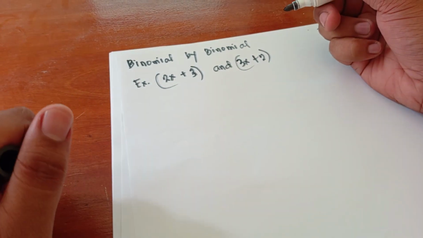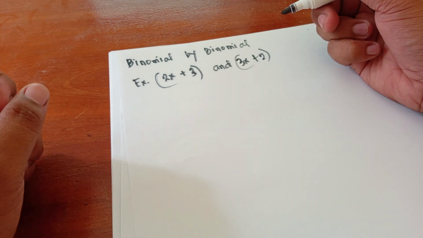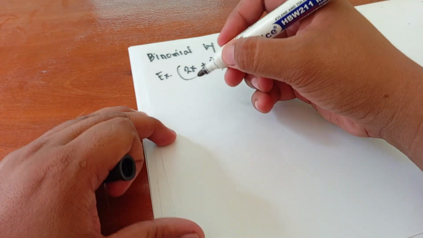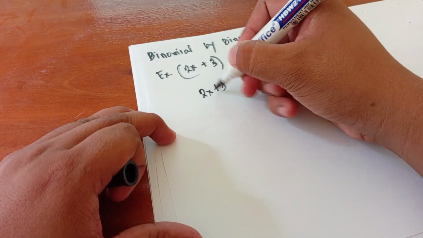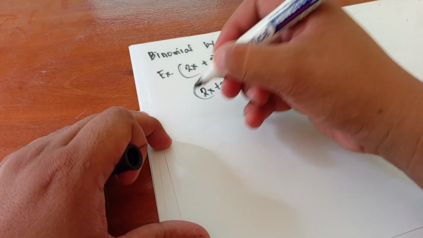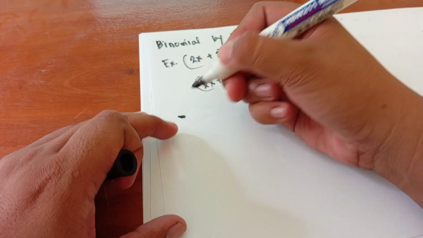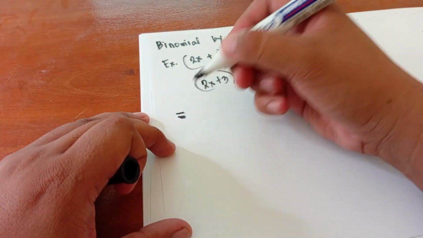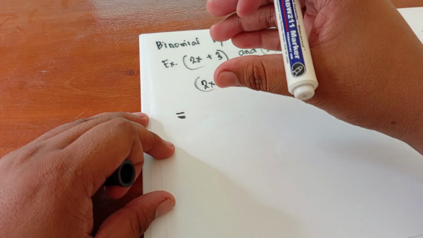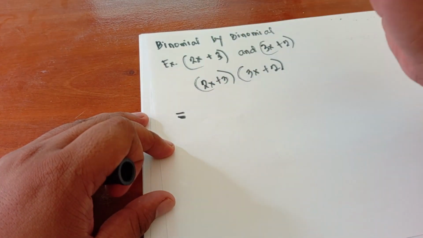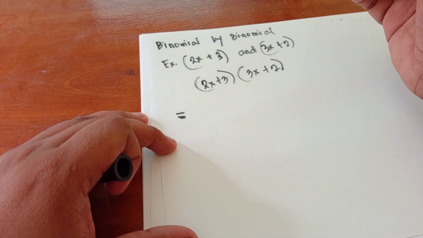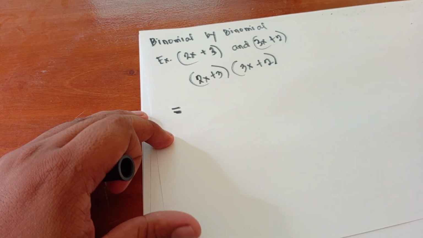Okay, so we can say that it is a binomial since it has two terms. So what is the product of 2x plus 3 and 3x plus 2? Following the steps, we multiply each term of one polynomial to each term of another polynomial by the distributive property, or distributive law of multiplication.